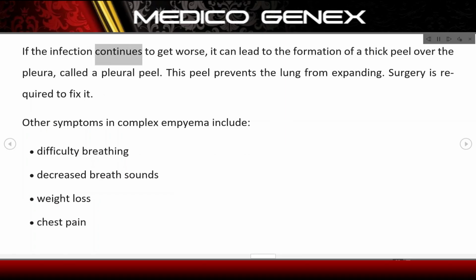If the infection continues to get worse, it can lead to the formation of a thick peel over the pleura, called a pleural peel. This peel prevents the lung from expanding. Surgery is required to fix it. Other symptoms in complex empyema include difficulty breathing, decreased breath sounds, weight loss, chest pain.